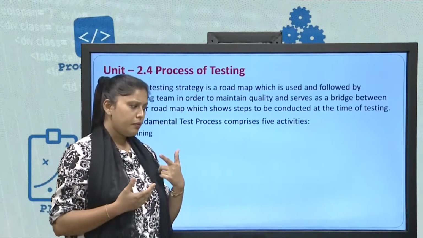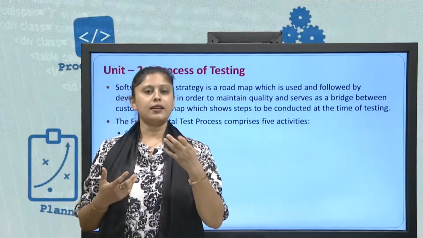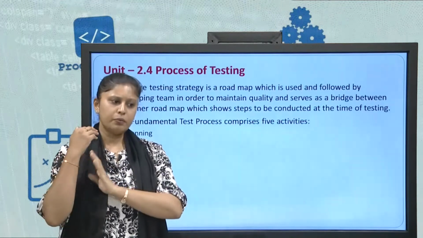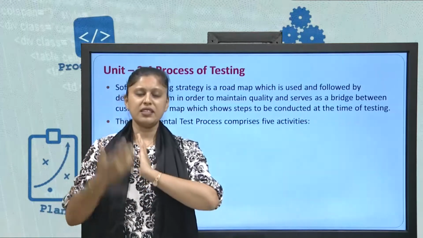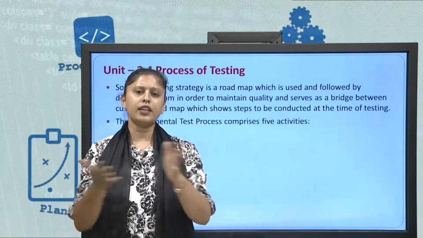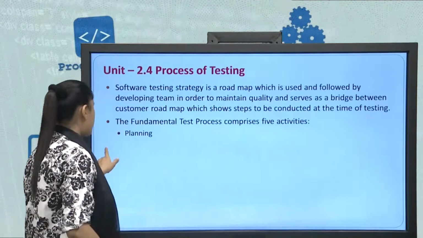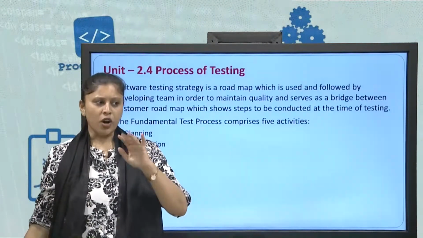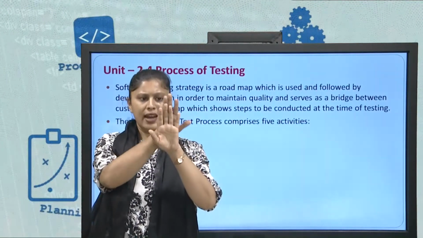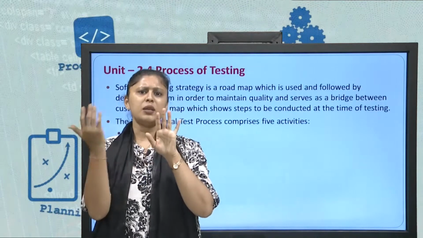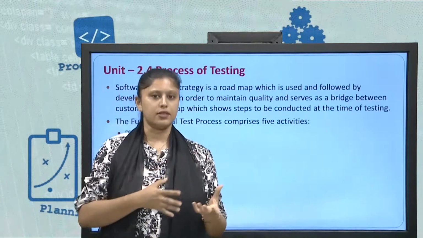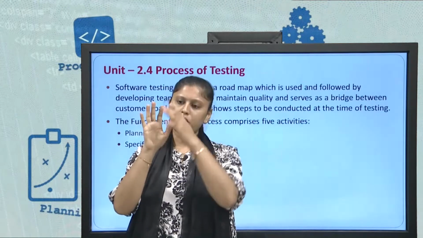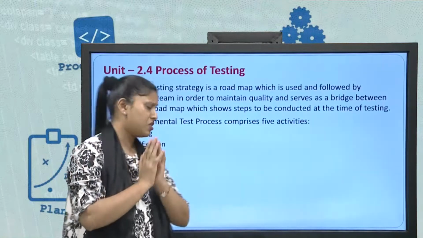We must always understand that nothing happens without a plan. Be it coding, testing, designing, analysis, anything, everything requires a plan. So, it starts with planning. Then the second is specification, because if I test without any specification, there is no comparable result. Whatever I am going to test, is it going to meet a particular specification list? So, specification should be there.